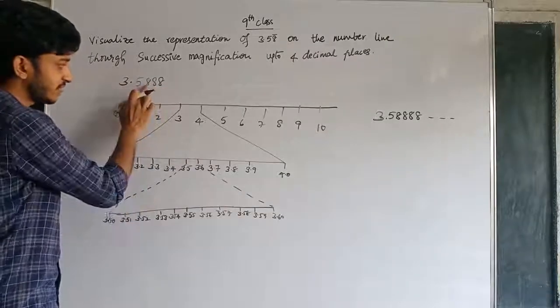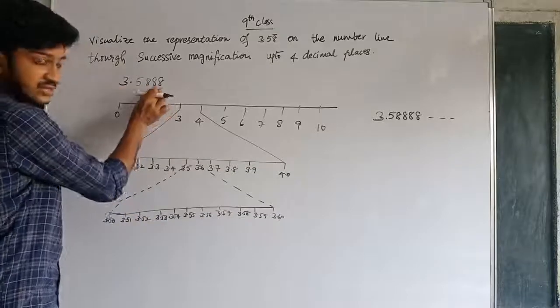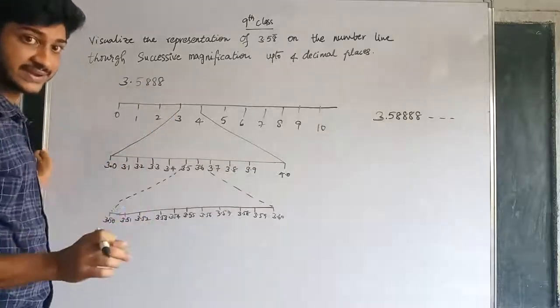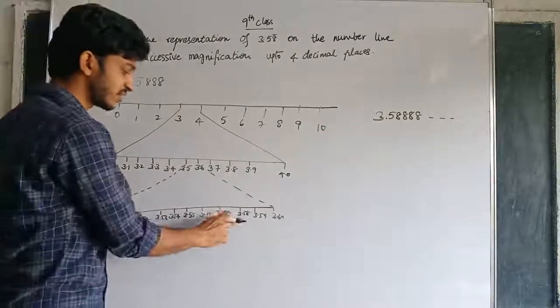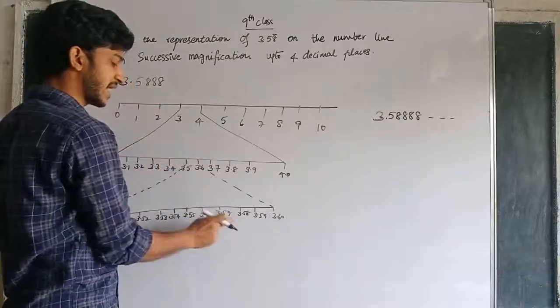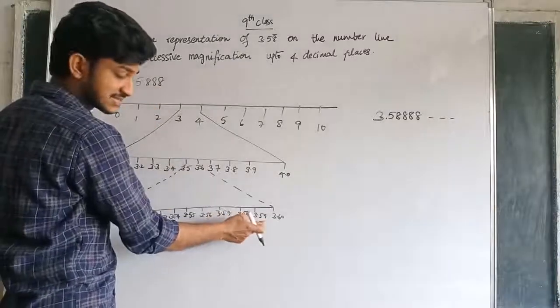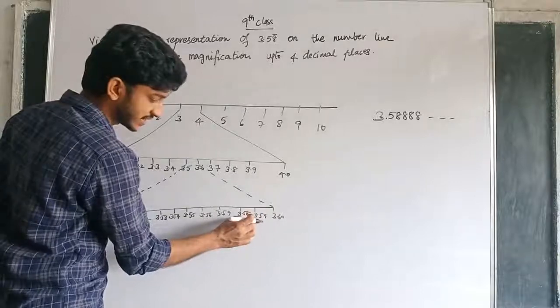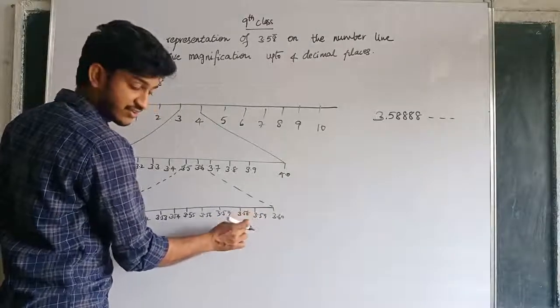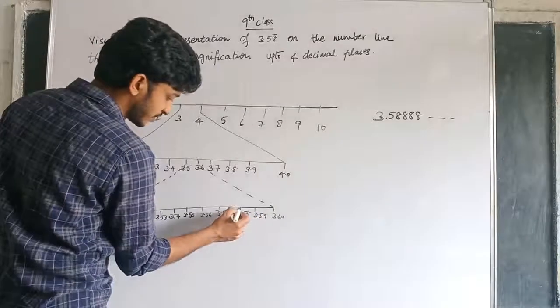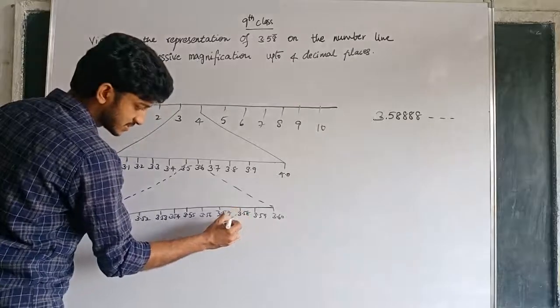Now see here, we got 3.58. Next we want 0.0088 more. So 3.5888 is greater than 3.58 and less than 3.59. So I am magnifying the space in between 3.58 and 3.59.